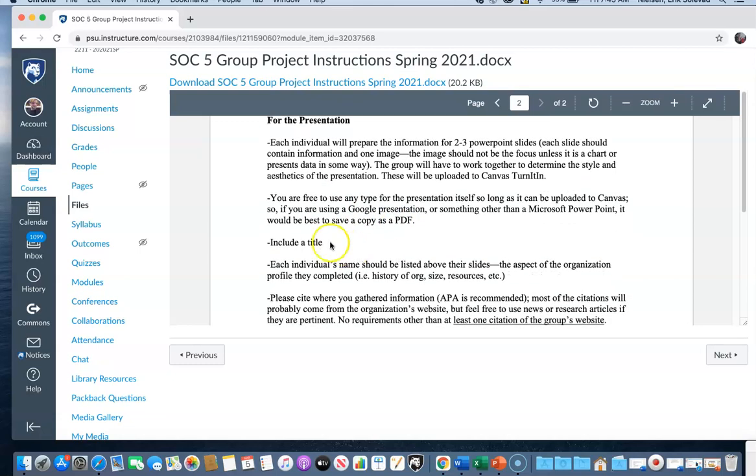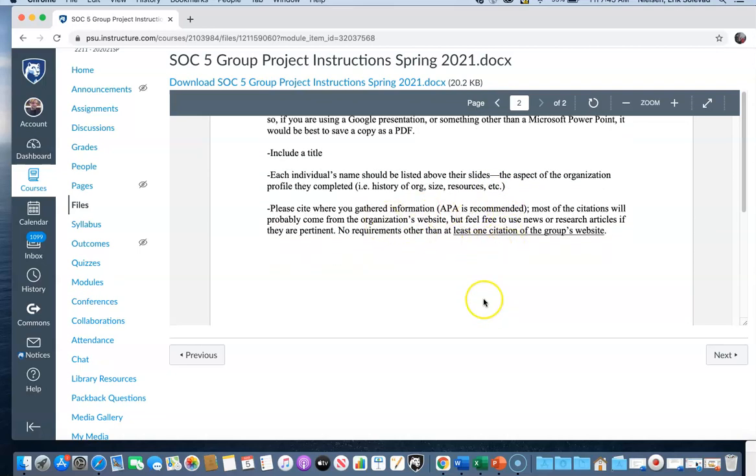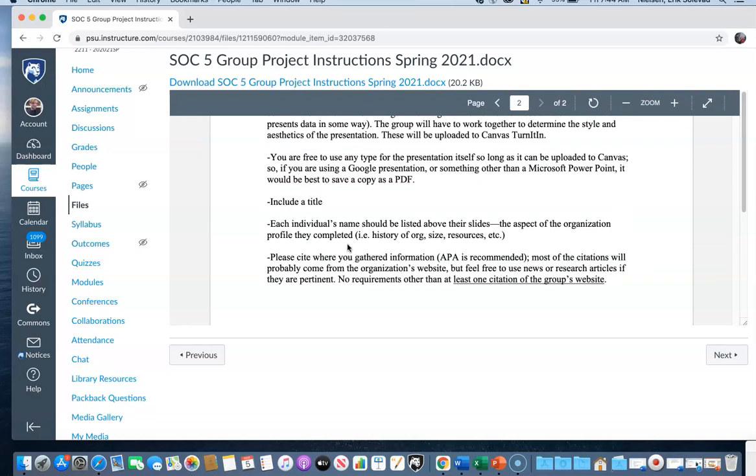Make sure you have a title, each individual's name listed above those slides that they submit. Cite where you gathered the information. APA style is recommended. Most of the citations will probably come from the organization's website. That'll be the main source of most of this information. But feel free to use news or research articles if you find that they are useful. There are no requirements other than at least one citation of the group's website.